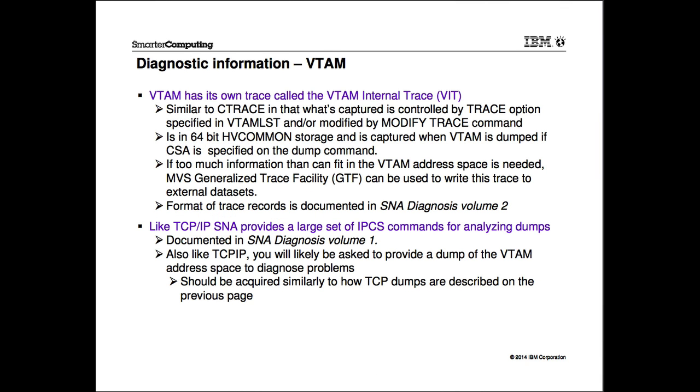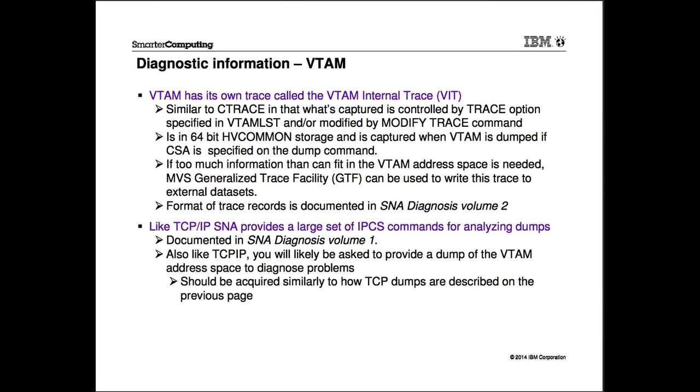For VTAM, VTAM has its own trace called the VTAM internal trace. It's similar to CTRACE in what's captured, and it's controlled by a trace option specified in VTAM start options, but it's not a common facility. It is the VTAM internal trace. The trace data actually lives in 64-bit high common storage, and when VTAM is dumped, it's captured if CSA is specified on the dump command.